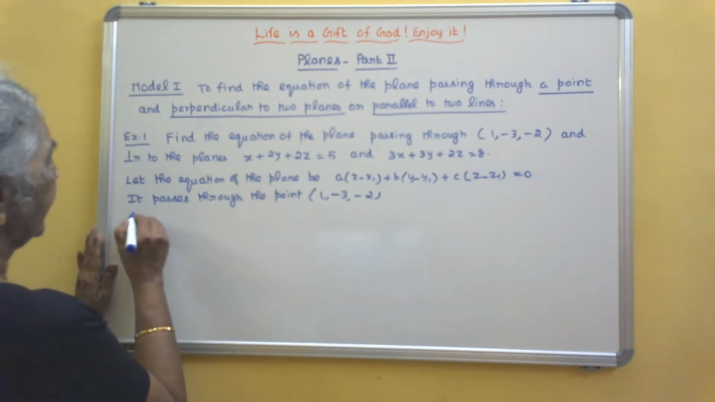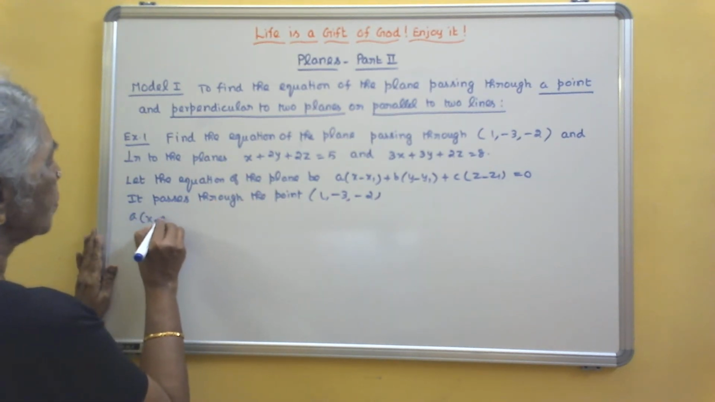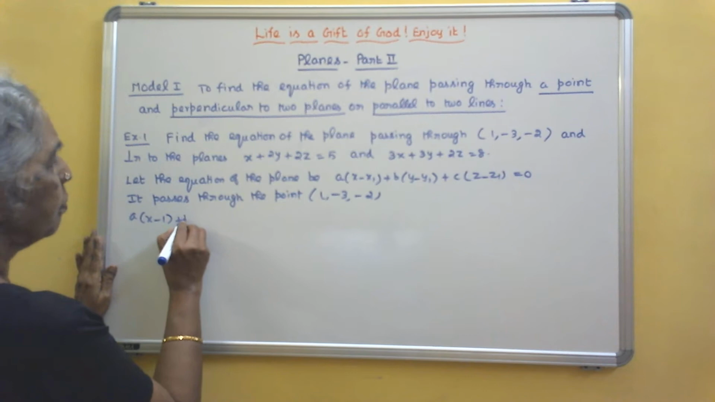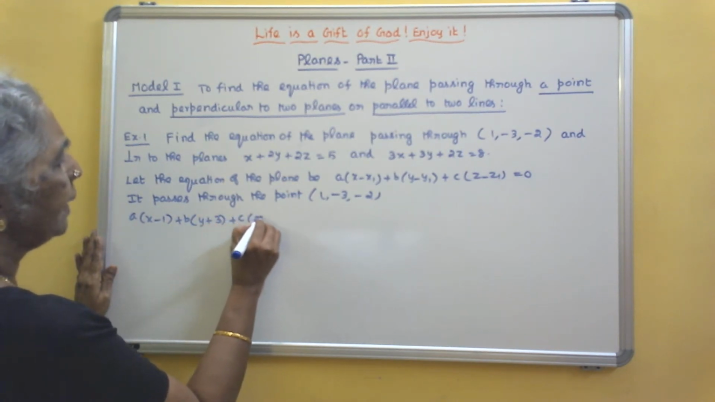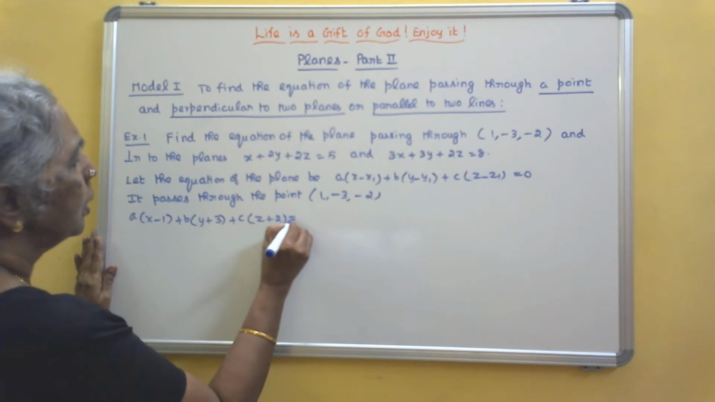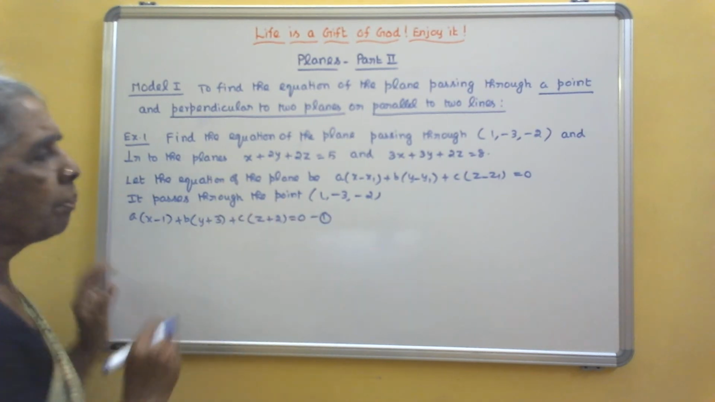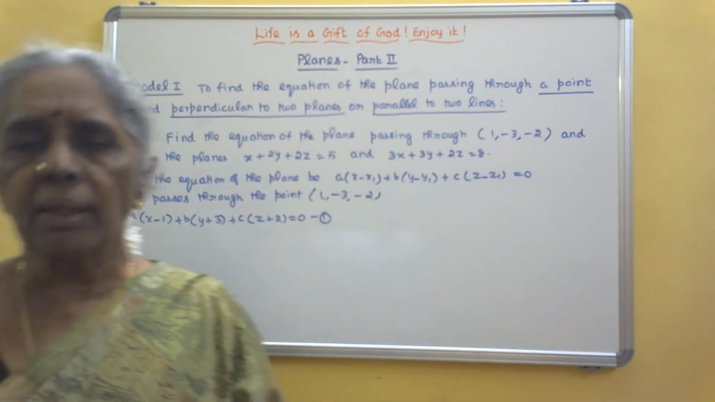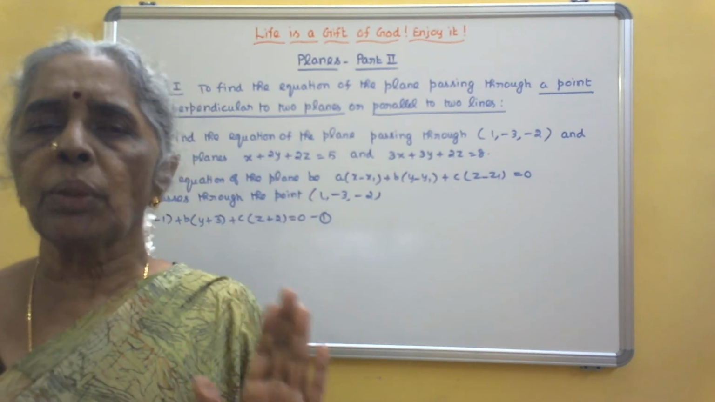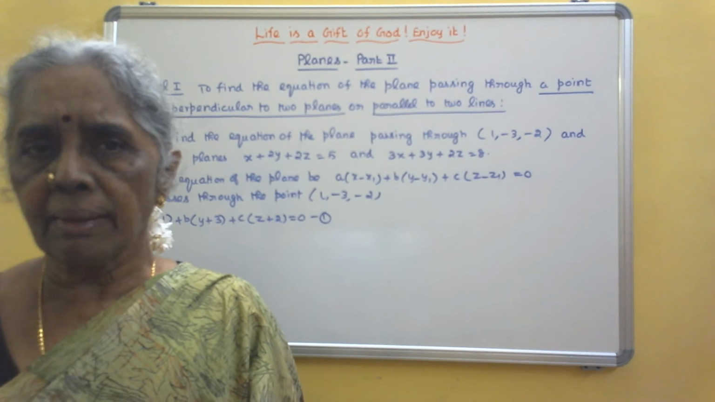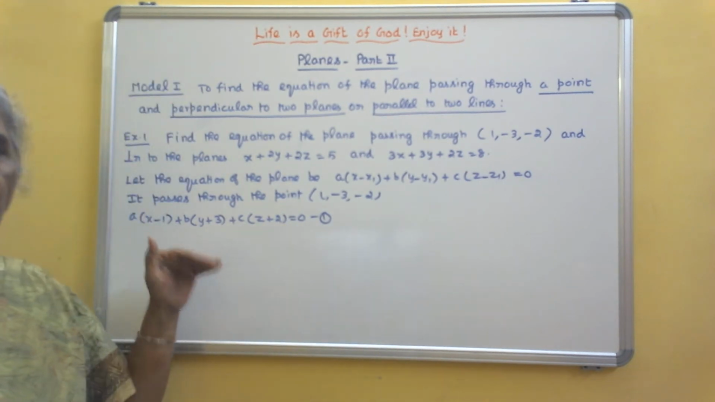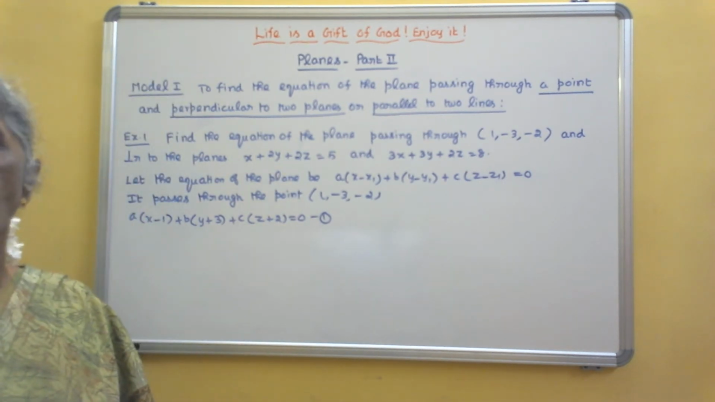So, what will I get now? a(x - 1) + b(y + 3) + c(z + 2) = 0. Mark this as equation 1. This is what you are going to find out. That is, after substituting the point, you will get one equation that you are marking as 1.